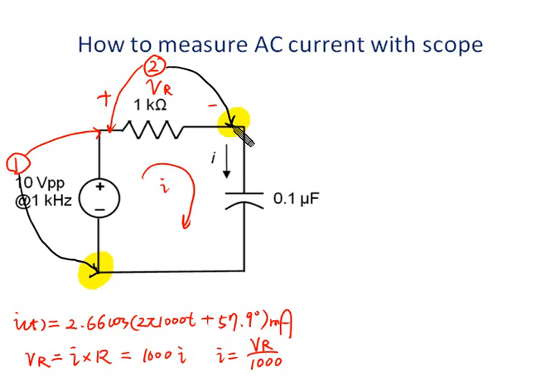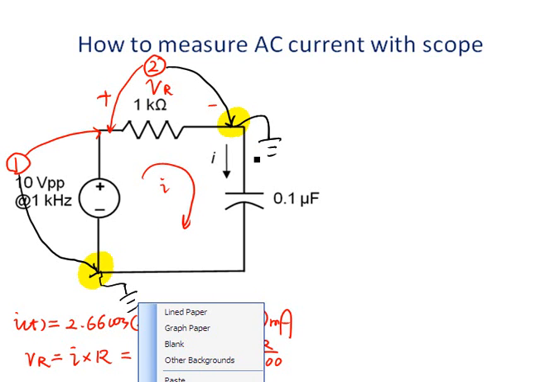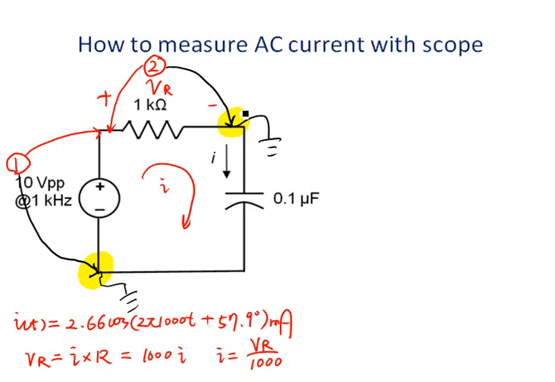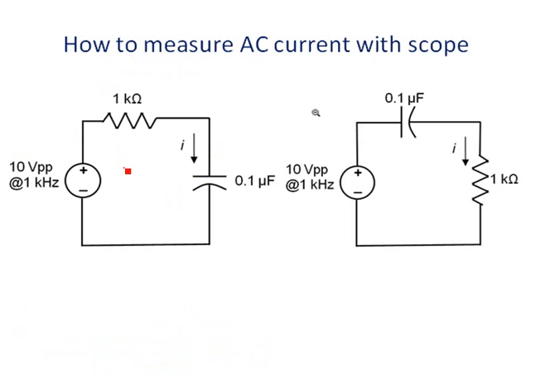For channel 2, the black cable is also grounded. So if we connect it in this way, look at here, this is grounded. This is also grounded. So this circuit is just like we shorted the capacitor. So the circuit has been changed completely. So we cannot get the correct voltage across the resistor. So we have to figure out another way to measure the voltage across the resistor.